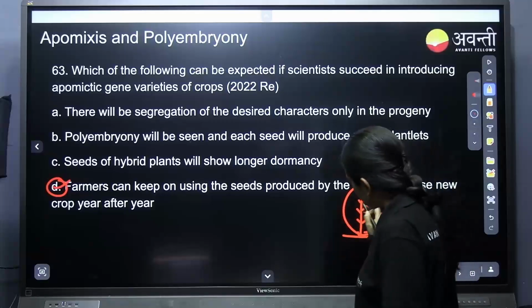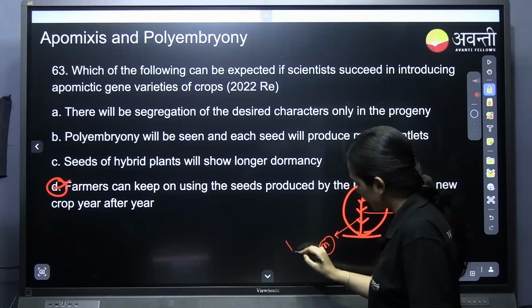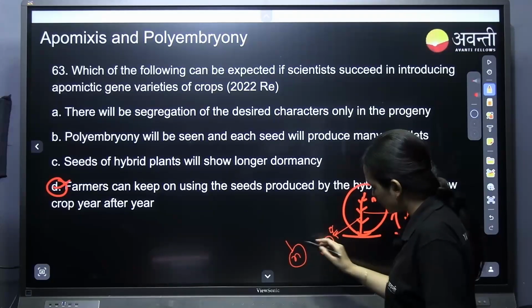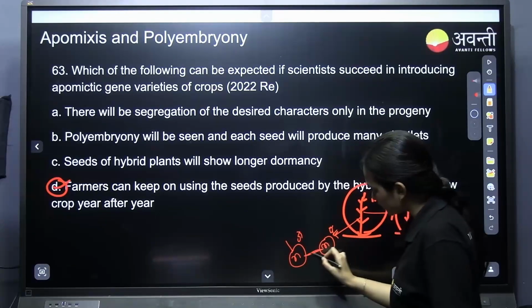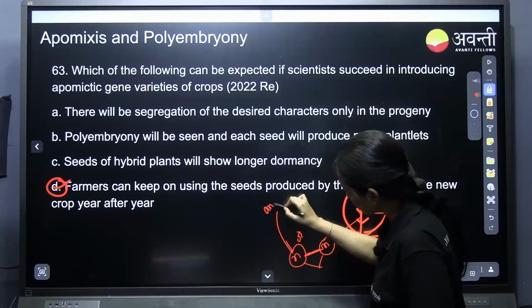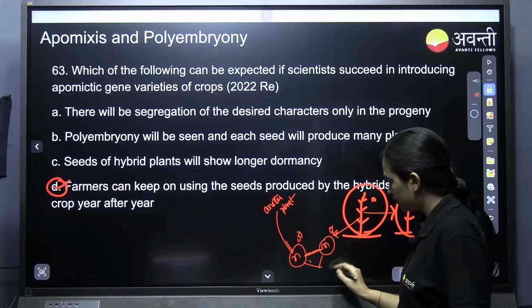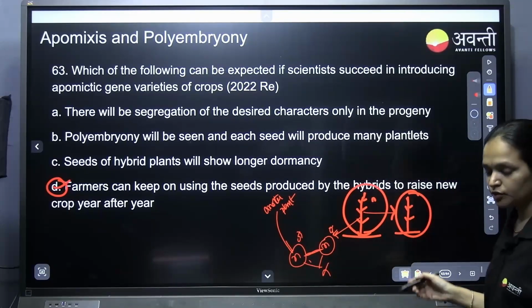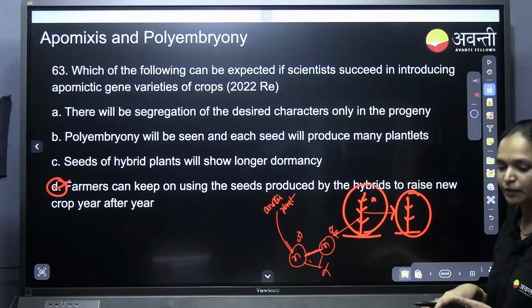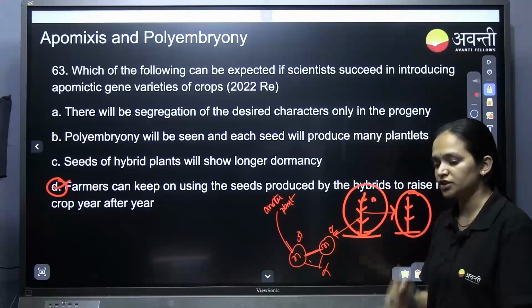If there is fertilization, for example, only n of this particular plant, and another n, say this is a female gamete and this is a male gamete, here segregation takes place. Will this be a complete hybrid? This is from another plant. Will this be a complete hybrid? No, right? So this is why farmers cannot use the seeds from the hybrid plants: because of the fertilization from different plants, the segregation of genes takes place.